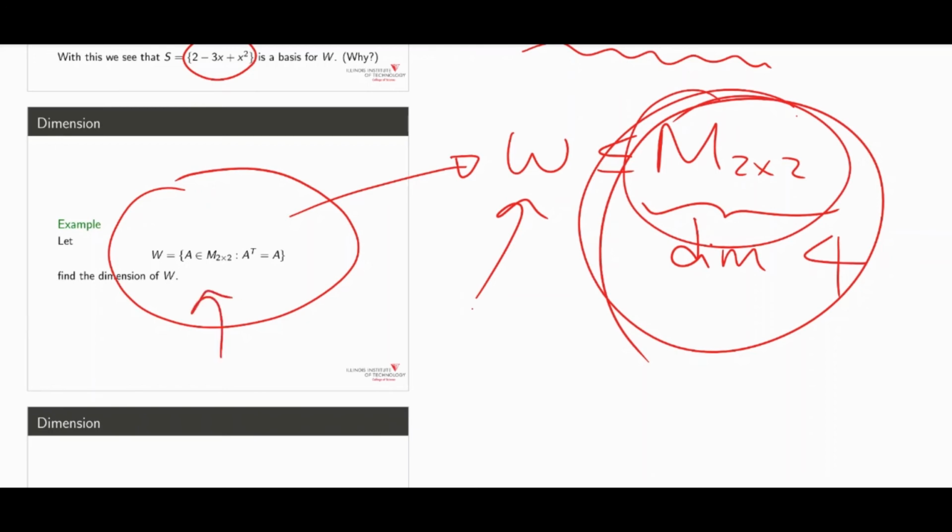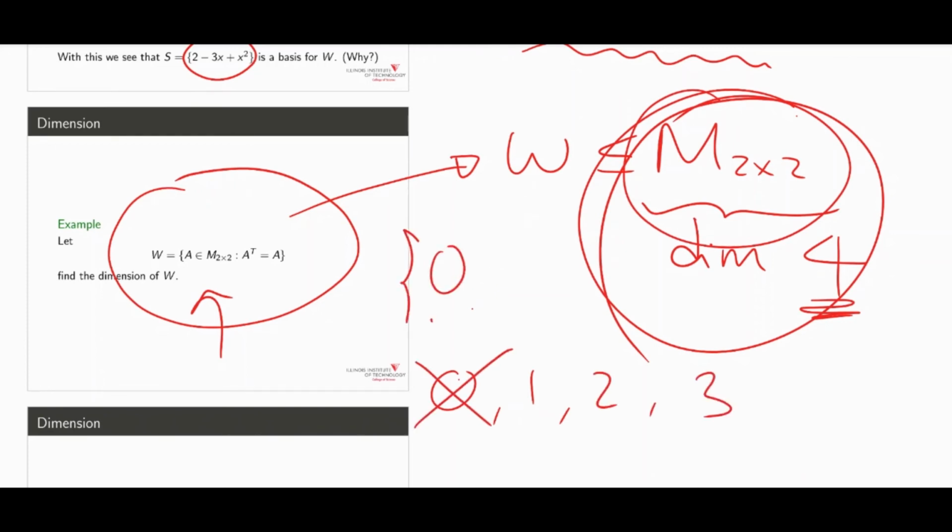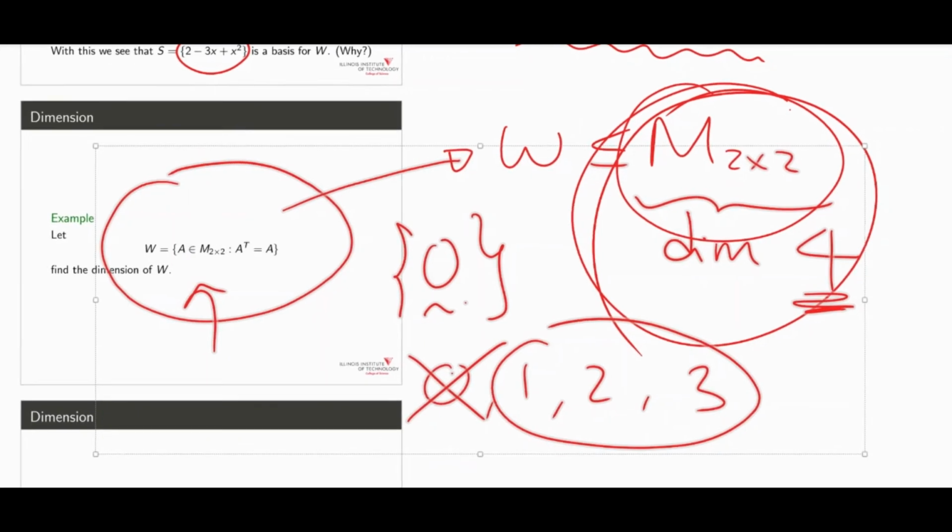So here, the dimension has to be less than 4. So it could be 0, 1, 2, or 3. Obviously not 0, same reason. The only vector space that has dimension 0 is a vector space that consists of only the zero vector. So that's not the case. So the answer for this will be either 1, 2, or 3. So which one is it?